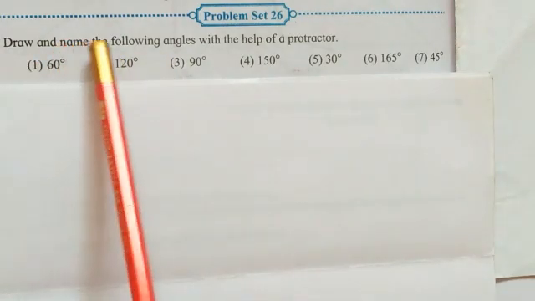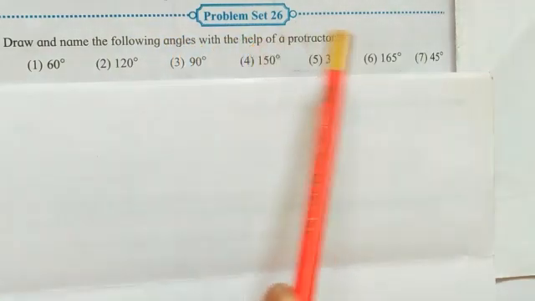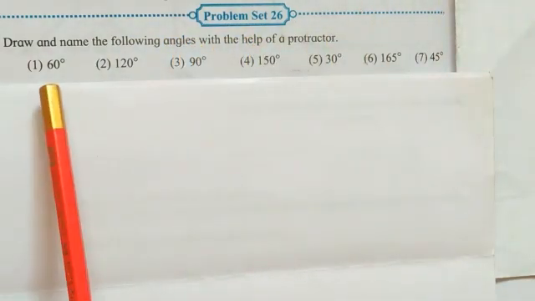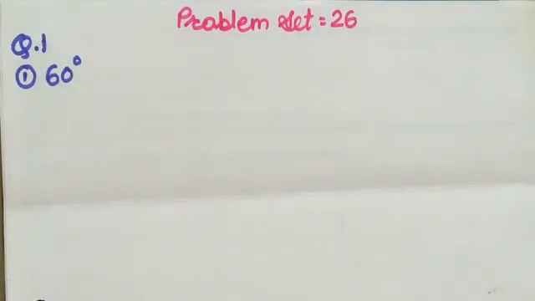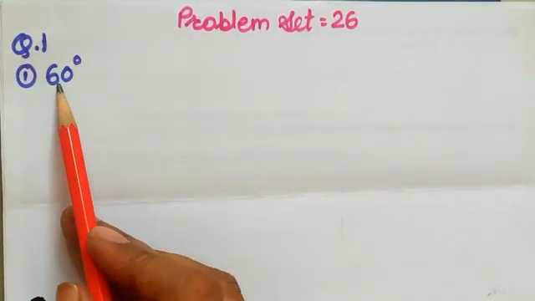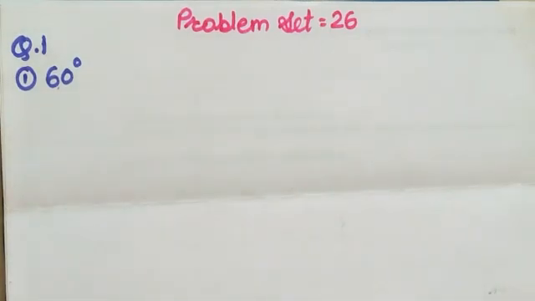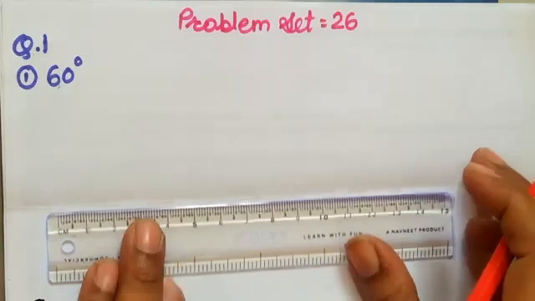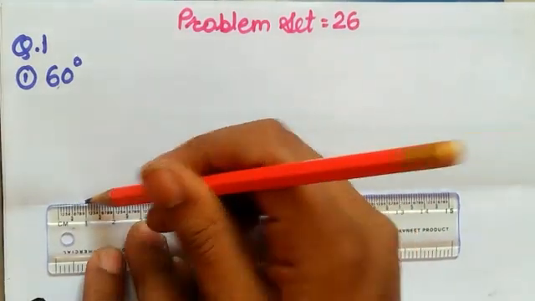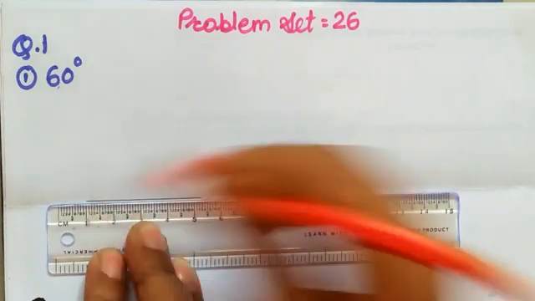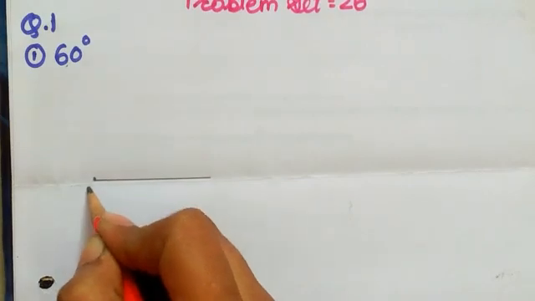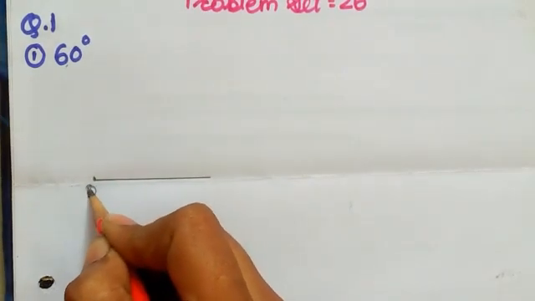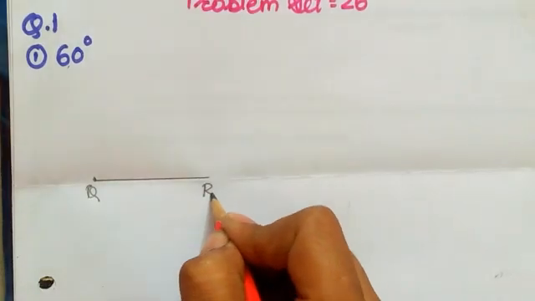Let's see the question. Draw and name the following angles with the help of a protractor. Let's see the first sum, where we have to draw an angle of 60 degrees. For that, at first we have to draw the base of the angle. Suppose I have drawn one line which is the base. So we have to place the points first. Suppose this is the point Q and this one is the point R.